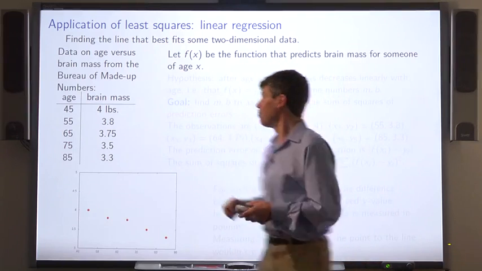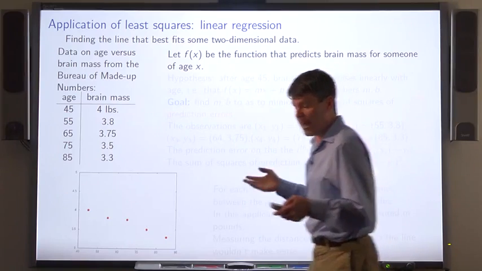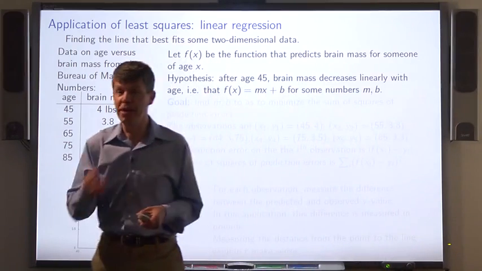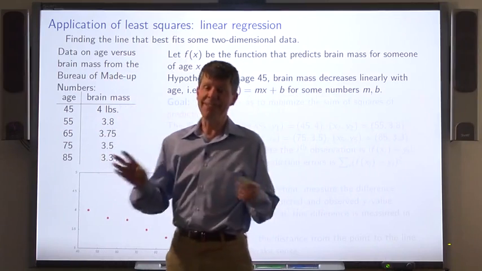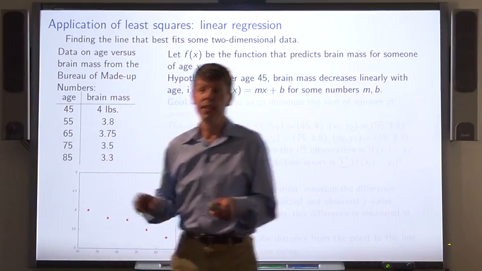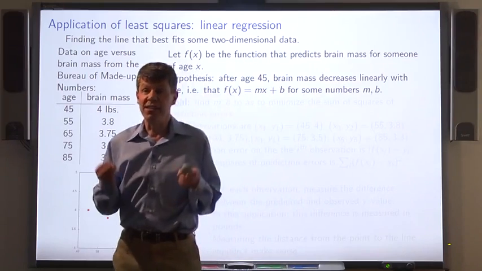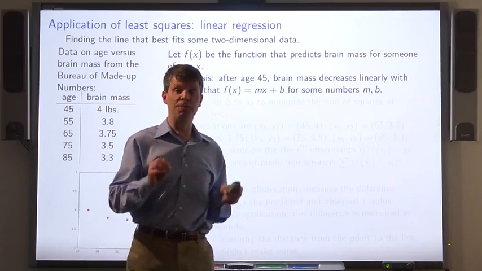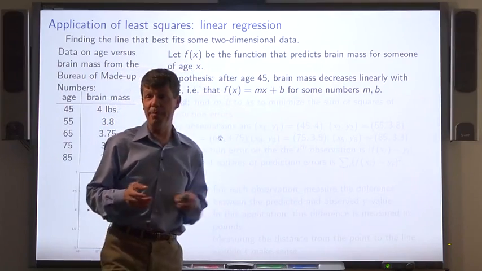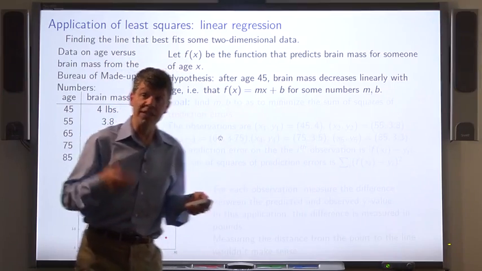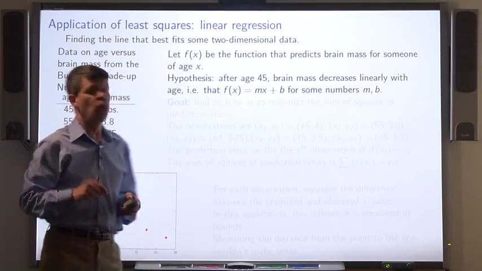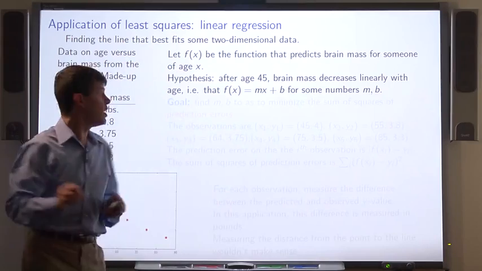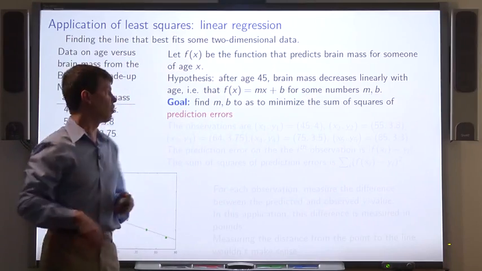Now, let f of x be the function that predicts average brain mass for a given number of years x. We might have the hypothesis that brain mass decreases linearly, at least after age 45. That is, that f of x has the form f of x equals m times x plus b for some numbers m and b. And our goal is to figure out what those numbers are. Which numbers m and b should we choose in order that this function best match our data?